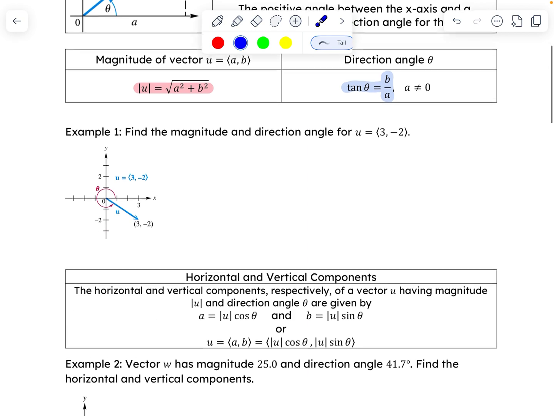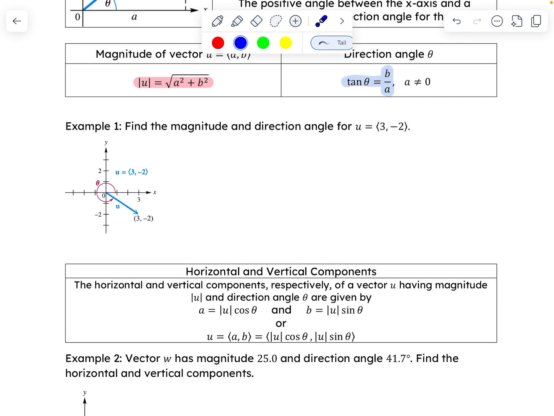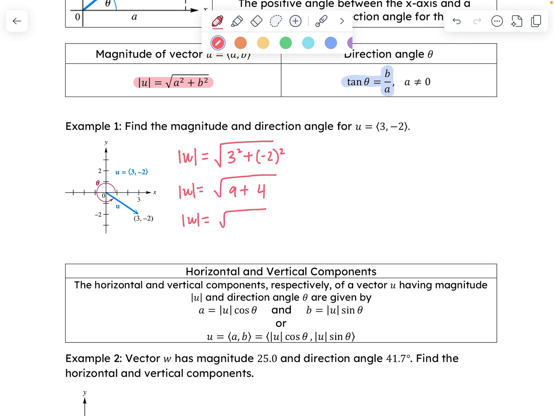So example 1 says find the magnitude and the direction angle for vector u equals ⟨-3, 2⟩. So if I'm trying to find my magnitude, I'm just going to plug it into that formula. So the square root of a squared plus b squared, so the square root of (-3) squared plus 2 squared. 3 squared is 9, 2 squared is 4. So I'm going to have the square root of 9 plus 4, which is 13. Now, I don't know what the square root of 13 is. I can't really simplify it, so that's my answer. My magnitude is the square root of 13.